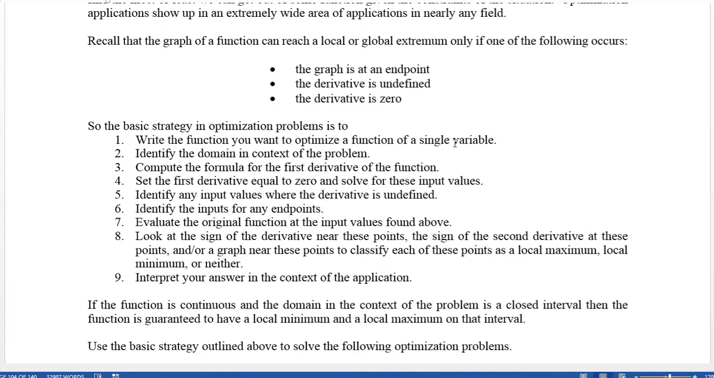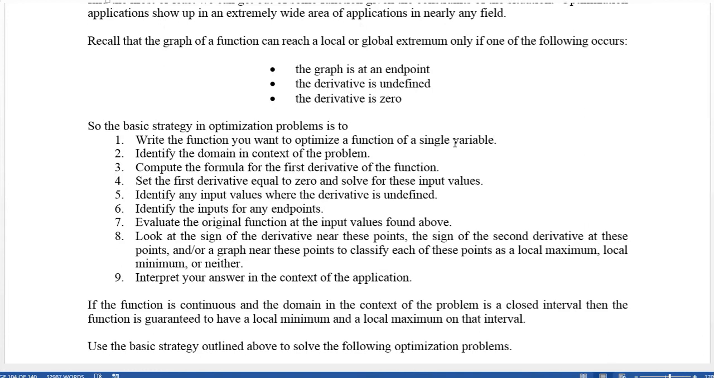Then you want to take the formula, compute the first derivative, set that first derivative equal to 0, and solve for these input values. Also identify any input values where the derivative is undefined, but the function is defined. For example, any places where you get a sharp corner or something. And then identify any inputs where you have endpoints. And then take all those x values, or input values, whatever the letter may be, and evaluate the original function at all those values. And now you have a table of x and y values at our sort of interesting points.